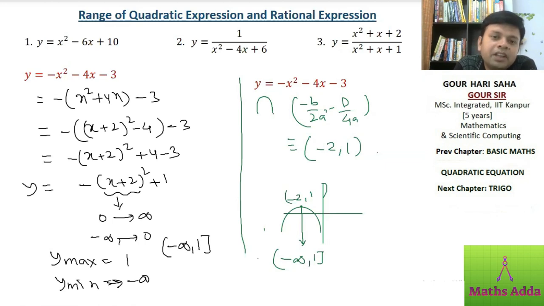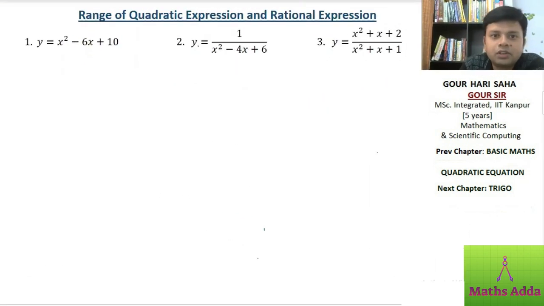Let's move to the next type, which is 1 by quadratic, right? So the second one is y equals 1 by x square minus 4x plus 6. It is the reciprocal of a quadratic, right? So my idea is to find the range of x square minus 4x plus 6 and then see what will be 1 by that, right? So this means I need to learn the reciprocal of an interval. So before moving to solve this question, we are going to discuss reciprocal of intervals.